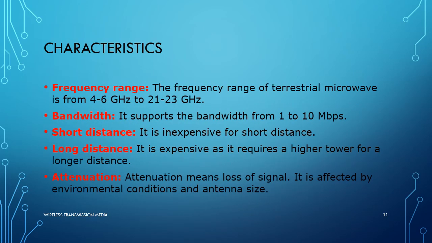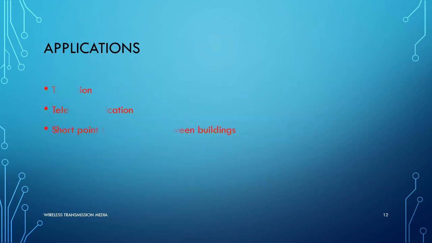Characteristics of microwave transmission: its frequency range is from 4 to 6 GHz to 21 to 23 GHz. Supported bandwidth is 1 to 10 Mbps. It is used in short distance communication since it is inexpensive. It can be used for long distance communication, but it is a little expensive for longer distances. Attenuation means loss of signal. This transmission is affected by environmental conditions and antenna size. Applications, as already mentioned: television, telecommunication, and short point-to-point links between buildings.